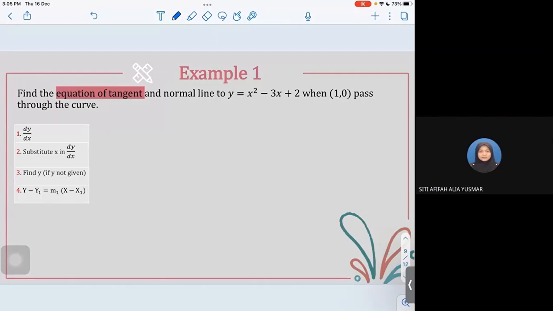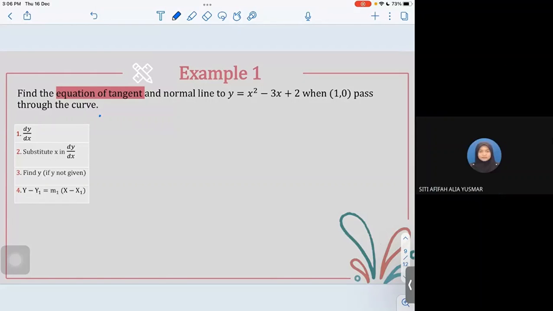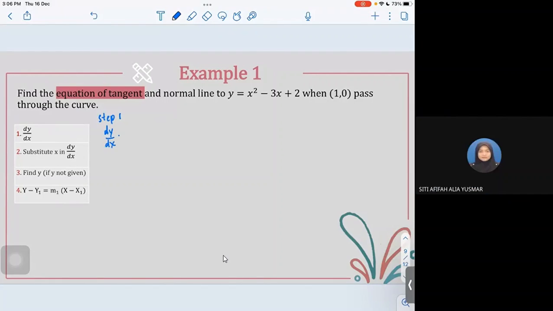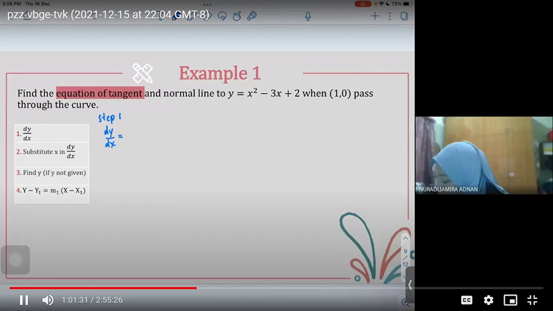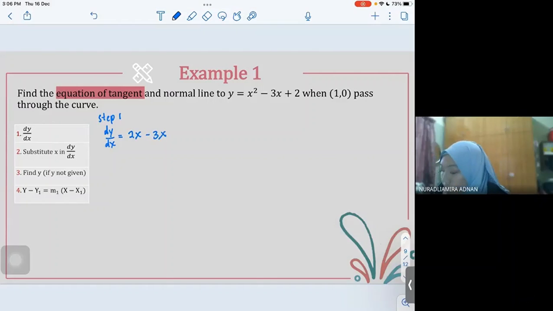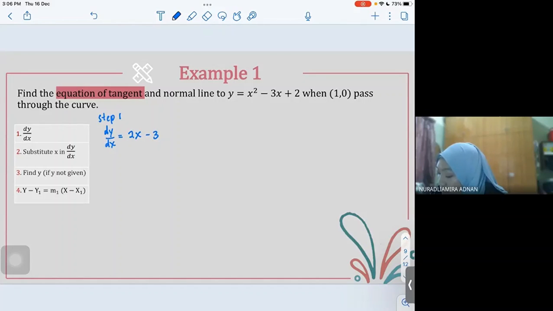I'll try, teacher. First we differentiate, right? Yes. Step 1, differentiate y with respect to x. We will get 2x minus 3. Sorry, minus 3 only. Okay, then step 2.